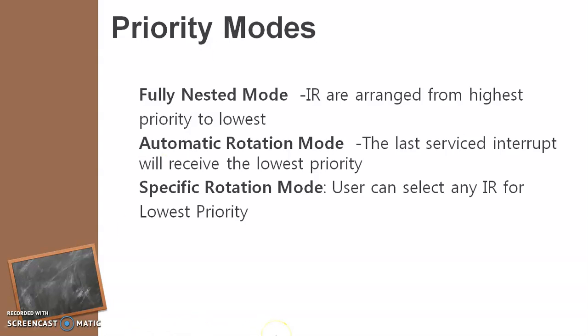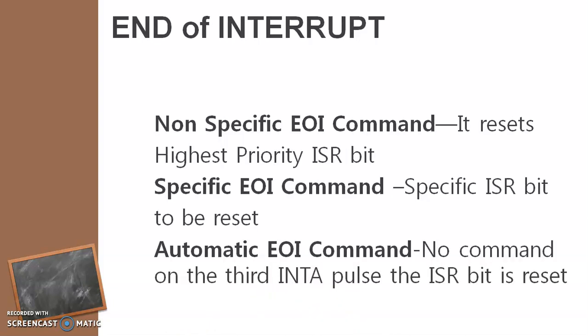Automatic rotation mode. In case of your automatic rotation mode, the last serviced interrupt will receive the lowest priority. Then specific rotation mode, this is similar to your automatic rotation mode, except for one thing: the user can specify which interrupt request should get the lowest priority.